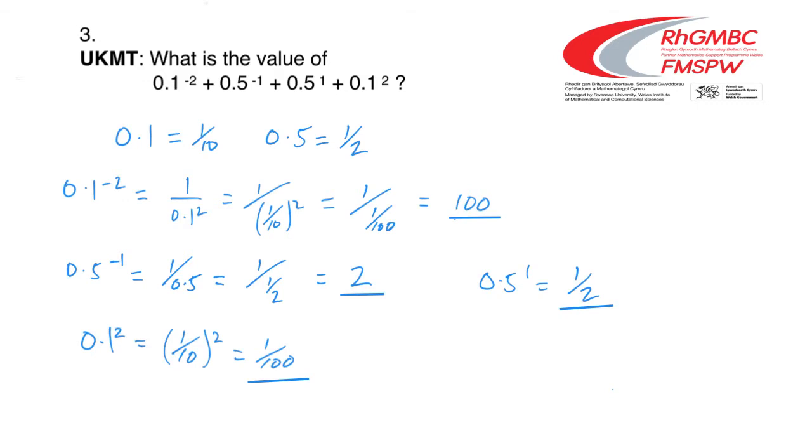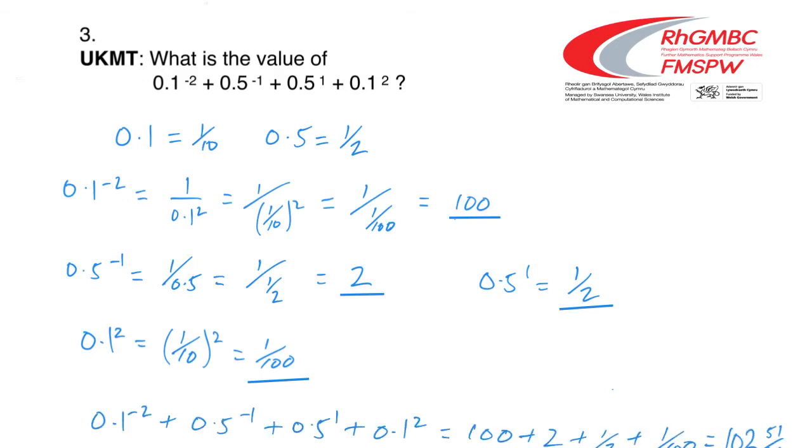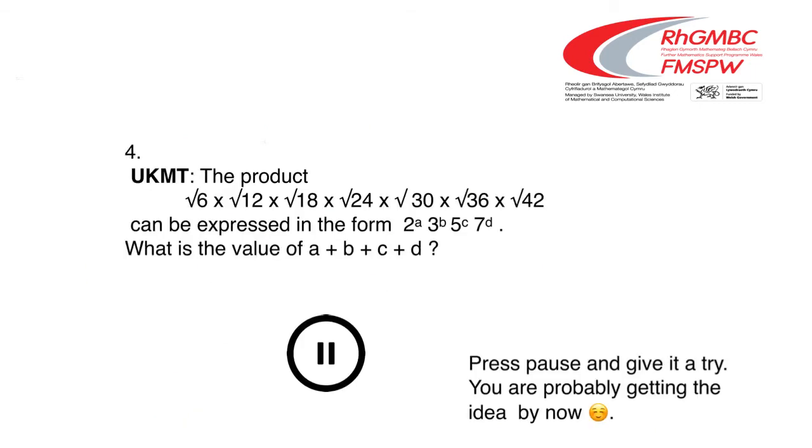0.1 squared is a 10th squared, which is 1 over 100. It only remains to add these fractions, which in fact gives us a total of 102.51, expressing the answer as a decimal, since this is what was given in the question. As the little message suggests, you probably know how to proceed from here.